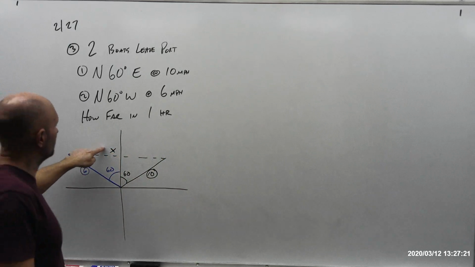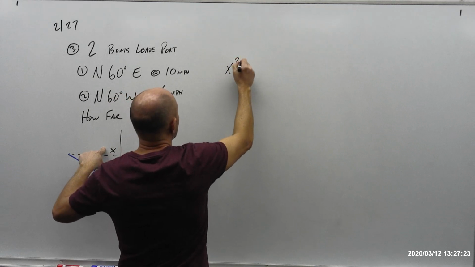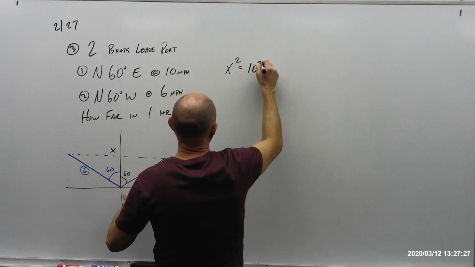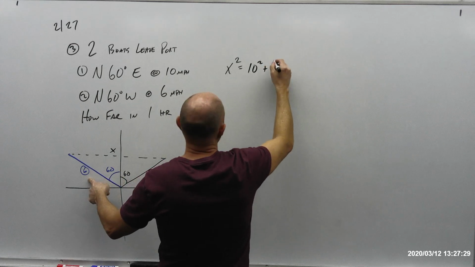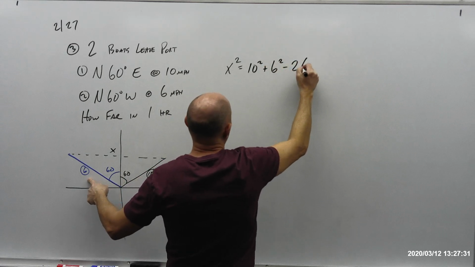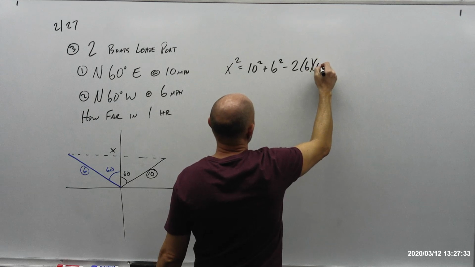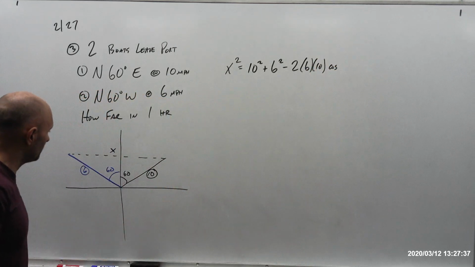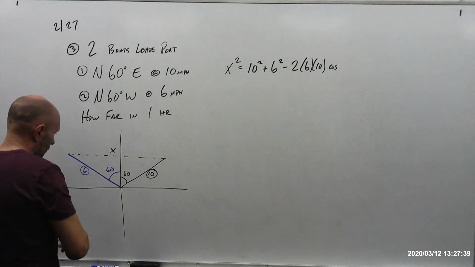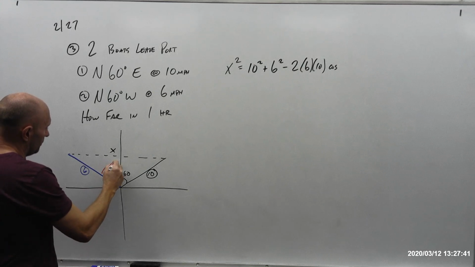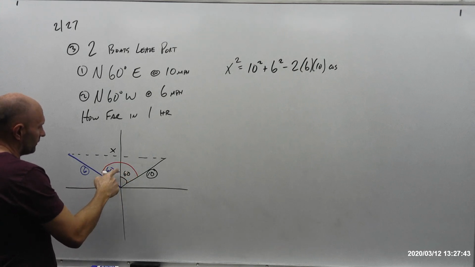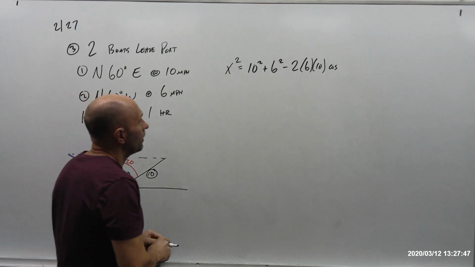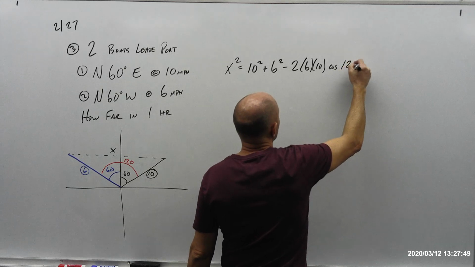So law of cosines, so we have what? x squared is one side, 10 squared, plus the other, 6 squared, minus 2 times these numbers, 6 times 10, cosine of the angle between them. So then, what is the total angle between these two? Well, it's 60 plus 60, so 120. So 120 is what goes in my formula here.